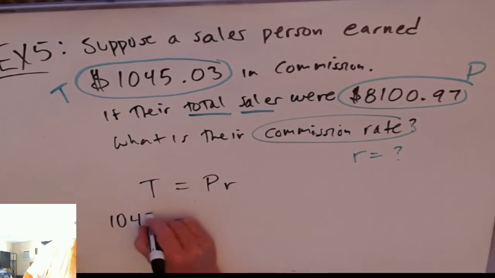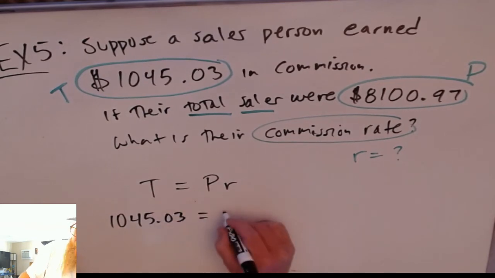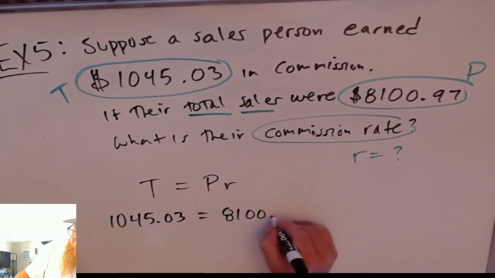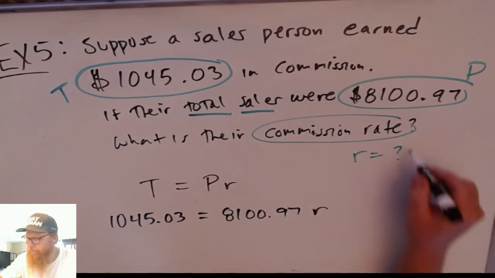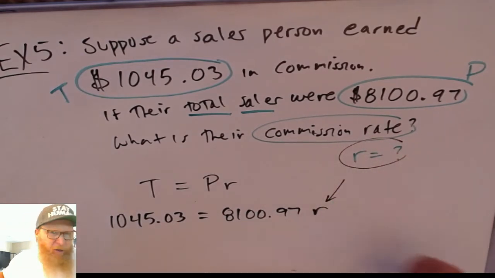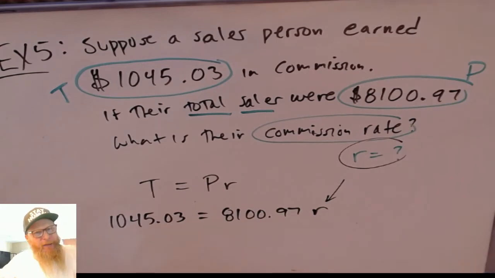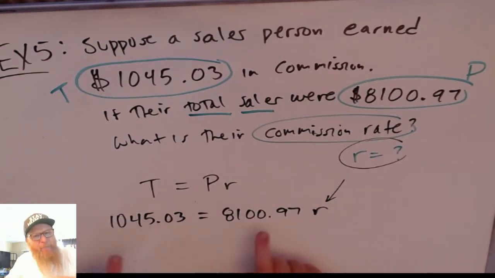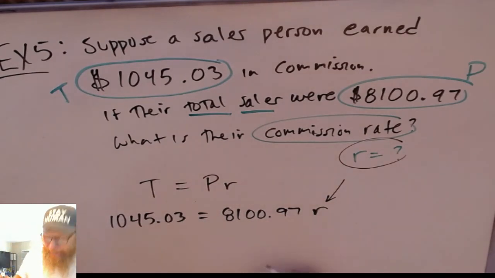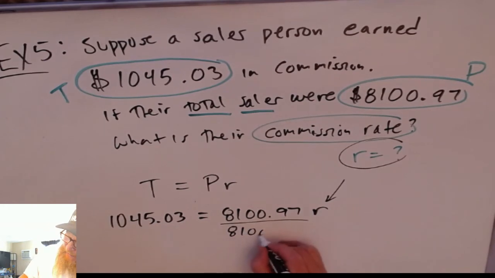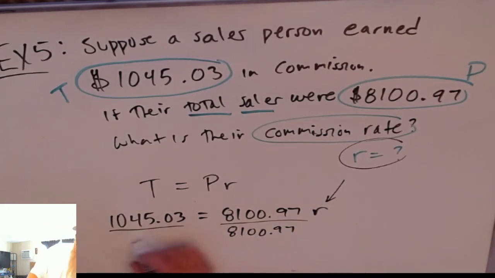So you have T equals PR. So $1,045.03 equals $8,100.97 times R. Yeah. Again, you could just call it X if you really want, but I like to use R because then it tells me it's the rate. Yeah, commission rate. These are pretty much one-step problems. The main thing is to set them up correctly because you only get one step. And so if you don't build that one step correctly, it's not going to come out nicely. So you're dividing by 8,100.97.